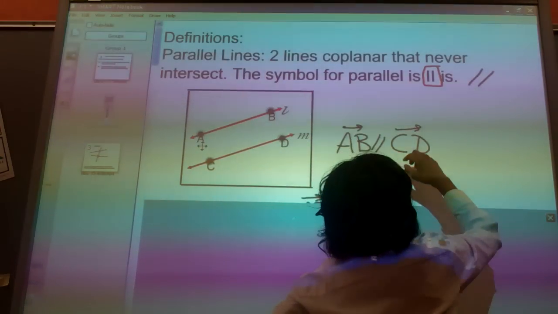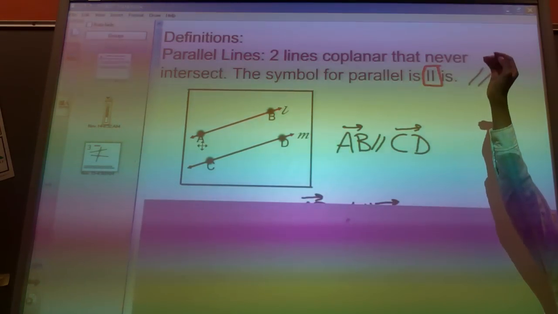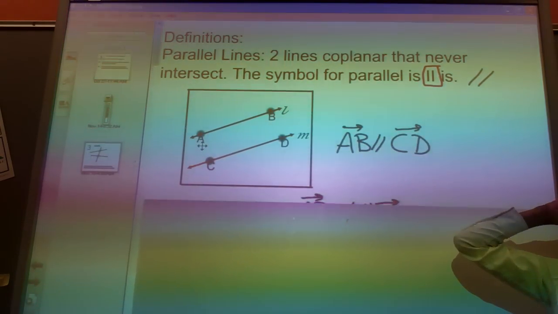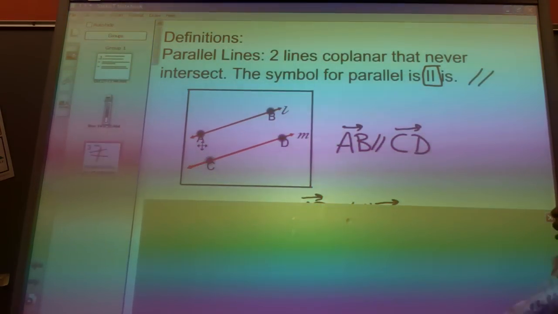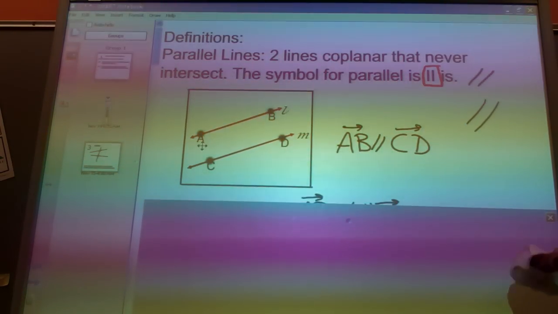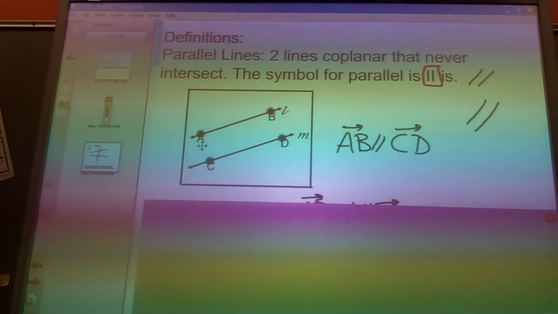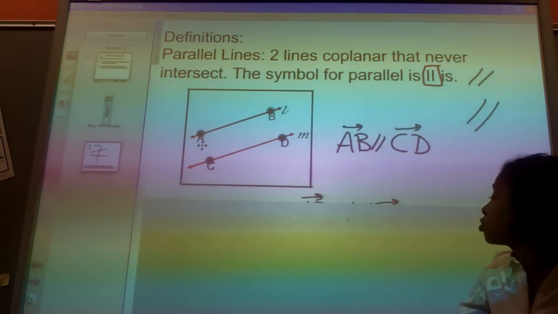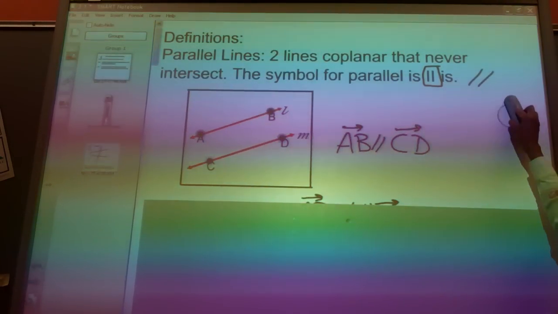Please note that this is the symbol for parallelism. It looks like two lowercase l's. Or when people write it by hand, the symbol for parallel is usually a sideways slash with two L's. So please be sure that you know the symbol for parallel.